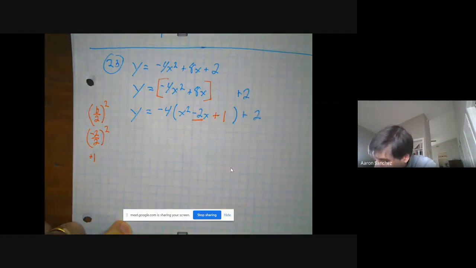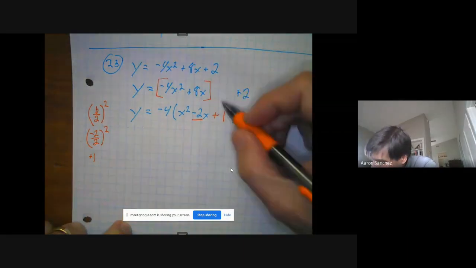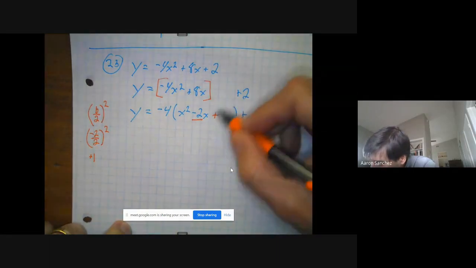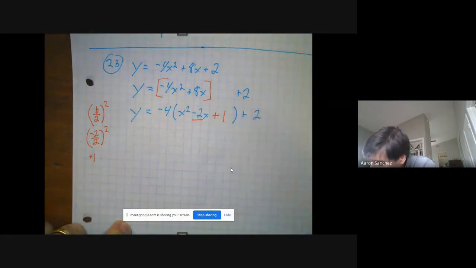Now, this is a perfect square trinomial. If I factored it, it'll be a perfect square. But I completely changed the equation by adding 1. I just can't frivolously add 1, so I have to balance it out. But I did not add 1.